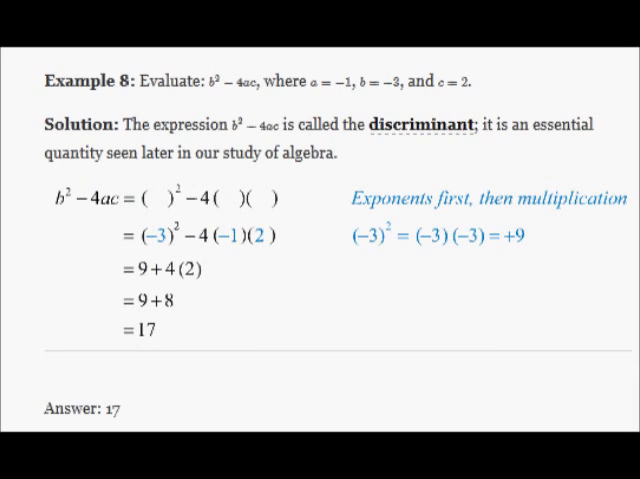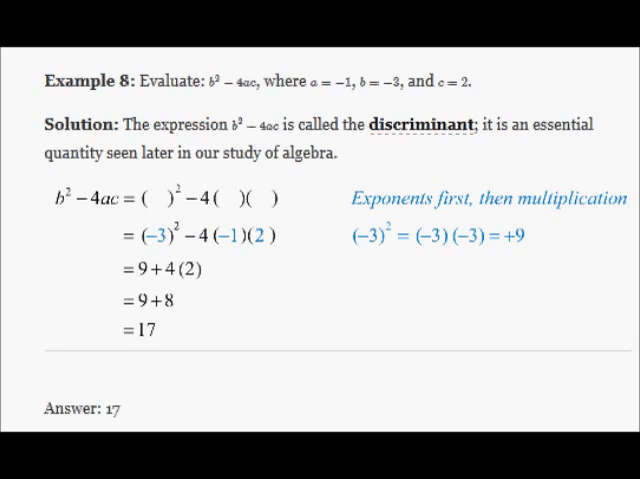Okay, evaluate b squared minus 4ac. This b squared minus 4ac is called the discriminant, and it's very important later on in our study of algebra. You'll see why it's important, but for now you can just think of it as b squared minus 4ac, where b, a, and c are variables.